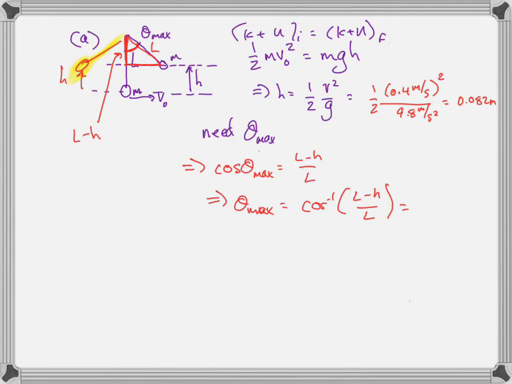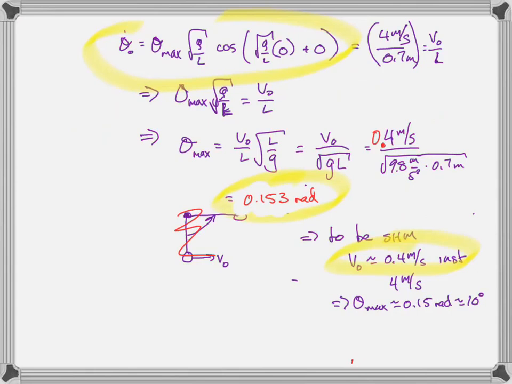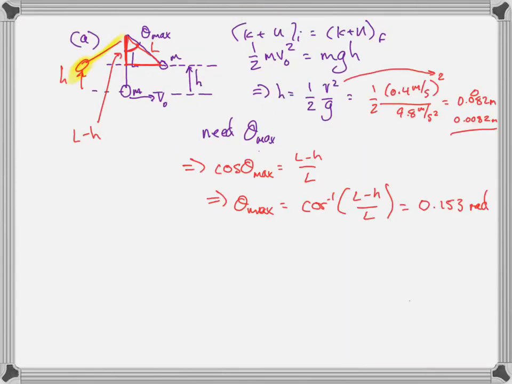Well, I found an error in my algebra: I forgot to pull over this squared here, and so h is 0.0082 meters. What I found before didn't work, but now let's see if it works. The inverse cosine of the angle gives 0.153 radians. Whew. Okay, so it worked. 0.153 radians is what we found by using our equations of motion, a little bit easier to get to using energy conservation.